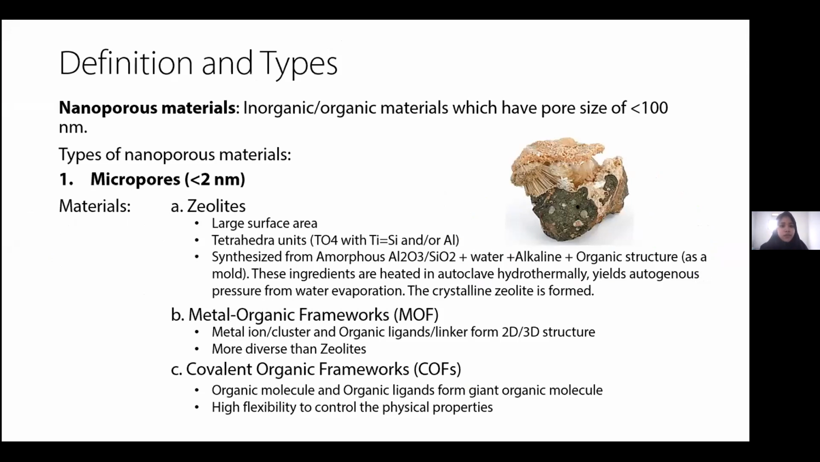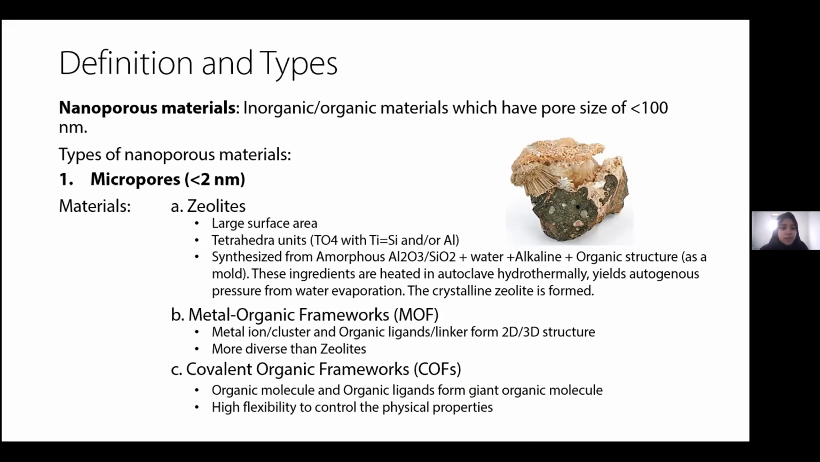The first one is the definition and types. Nanoporous materials are inorganic or organic materials which have pore size of less than 100 nanometer. The types of nanoporous materials are, the first one, micropores. It has less than 2 nanometer size.